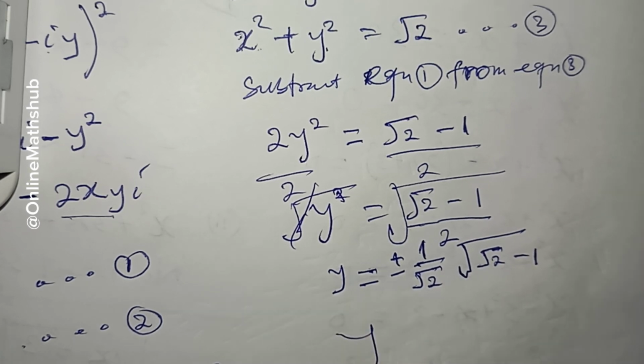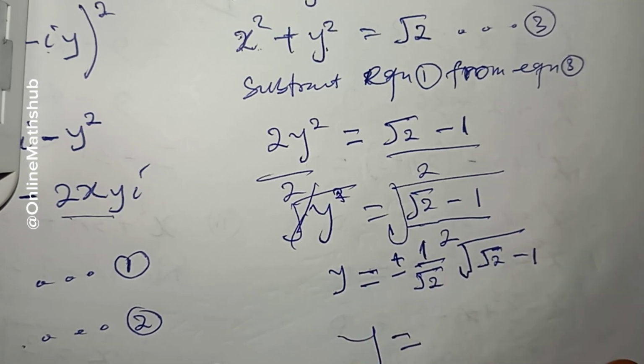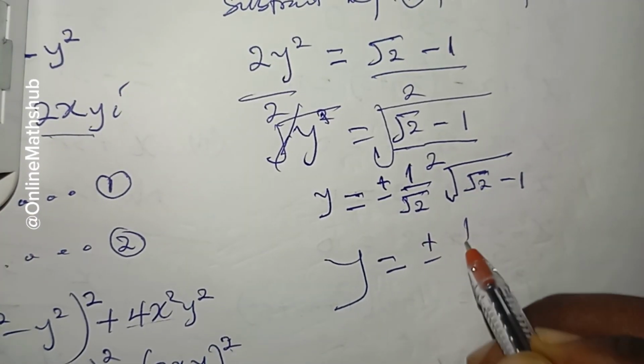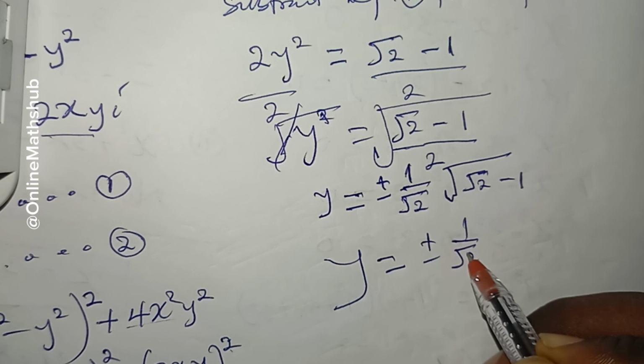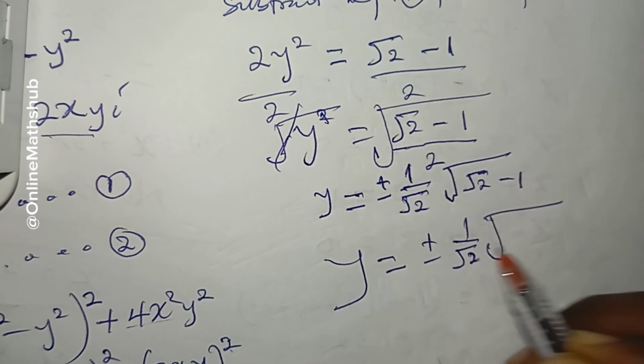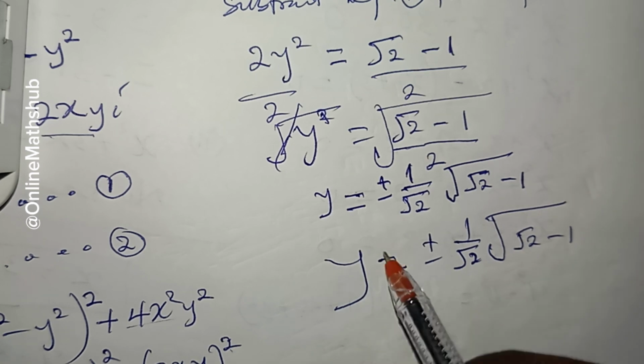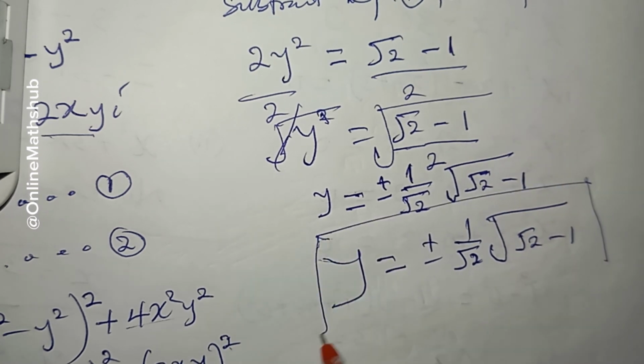So I've got this to be equal to, let me write it for clarity's sake, plus or minus 1 over root 2, and then the square root of root 2 minus 1. So this is the value for y.